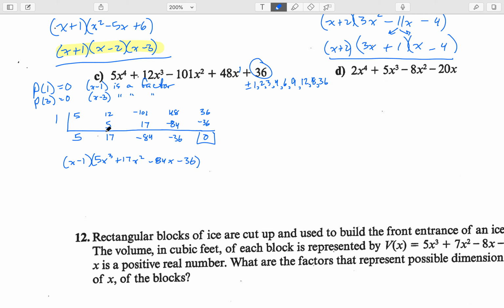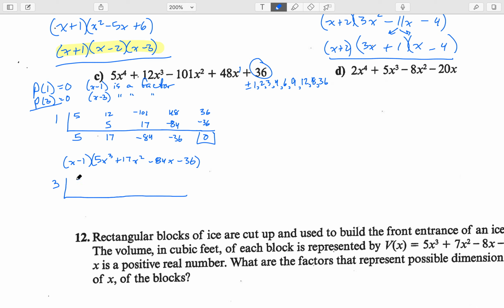Okay, now I got to start over. No, you don't have to start over. I remember that P of 3 gave me a 0, which means x minus 3 is a factor, which means it's one of the factors in here because it's not that one. It's got to be built into here. So I know that x minus 3 should factor into this one as well. So let's do synthetic division for this polynomial with positive 3 out front.